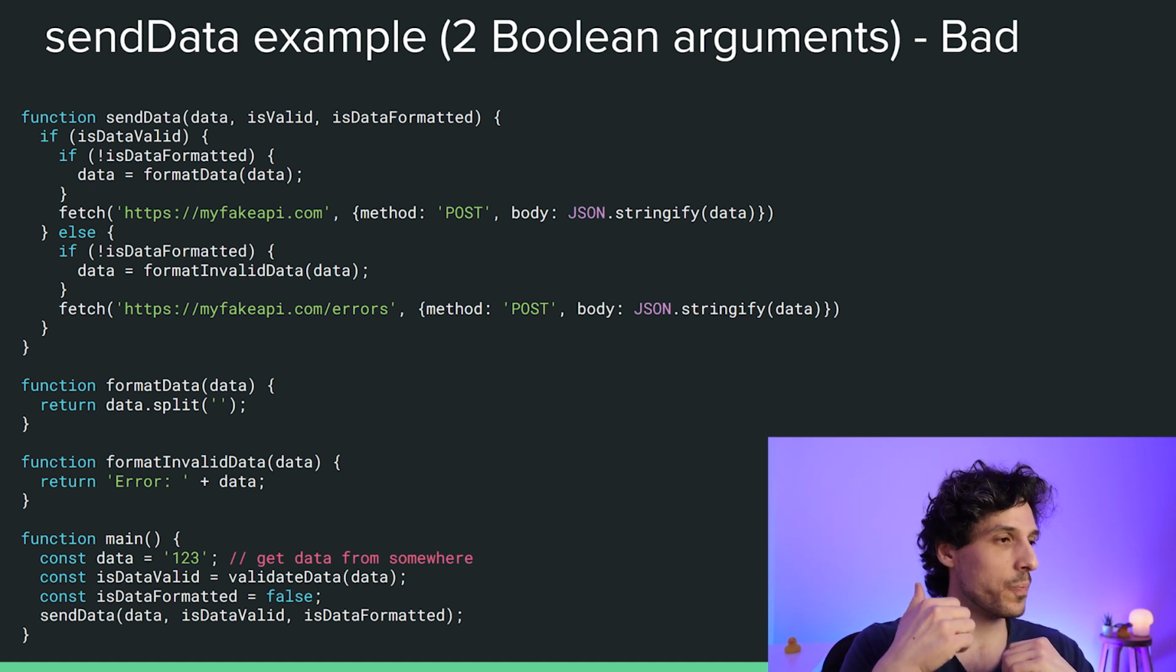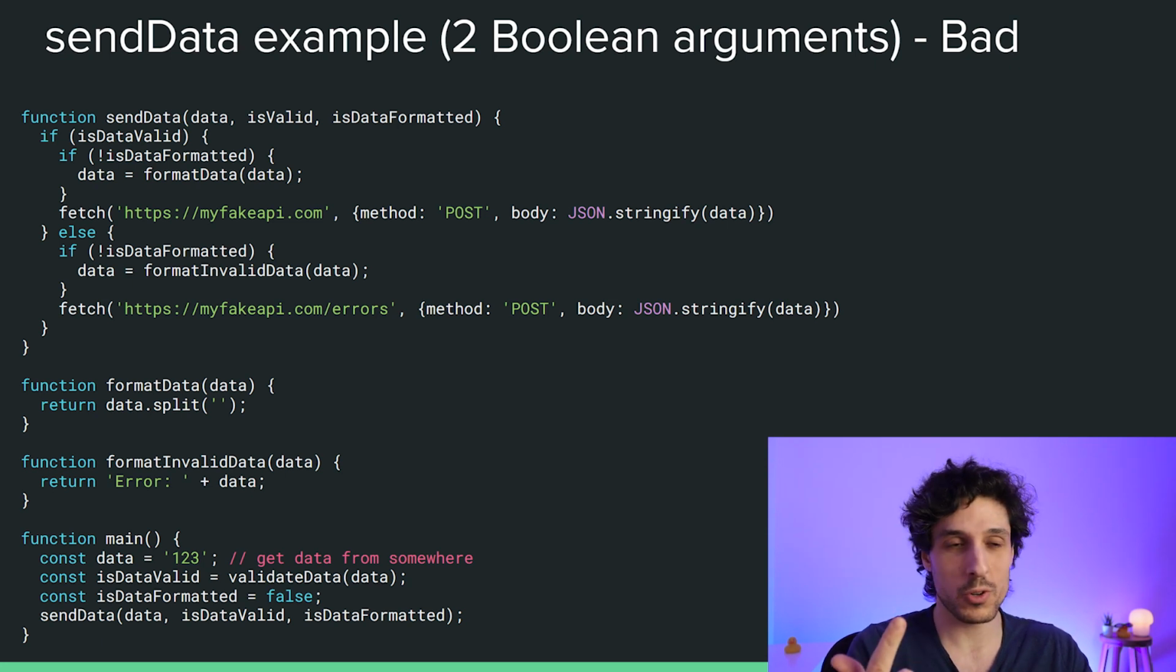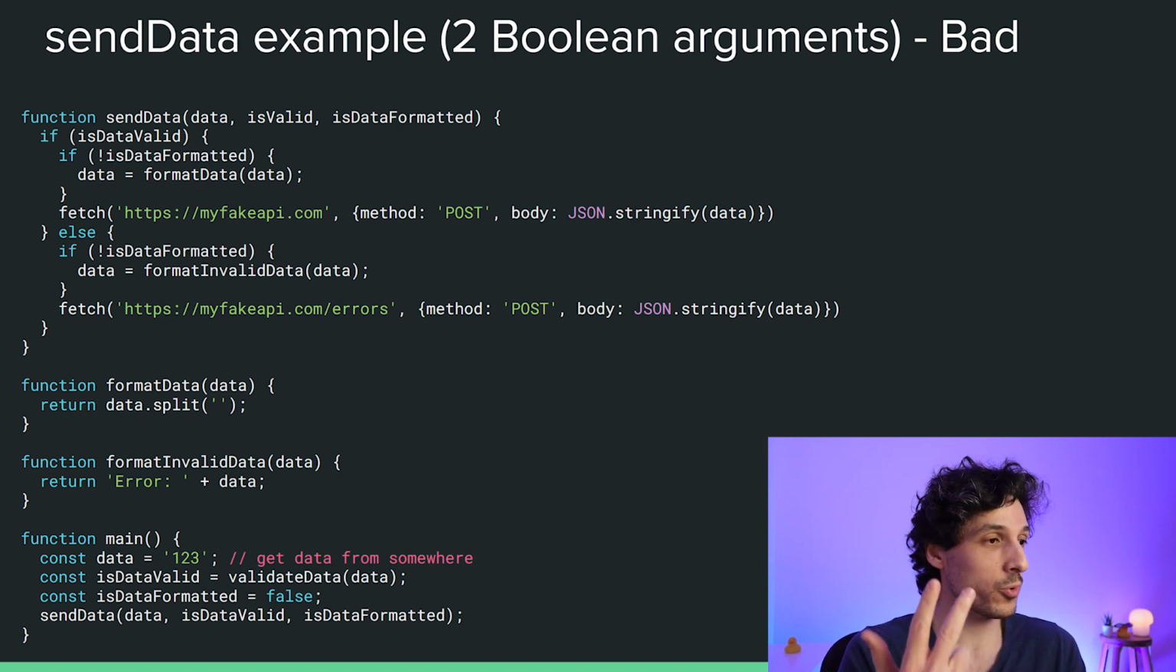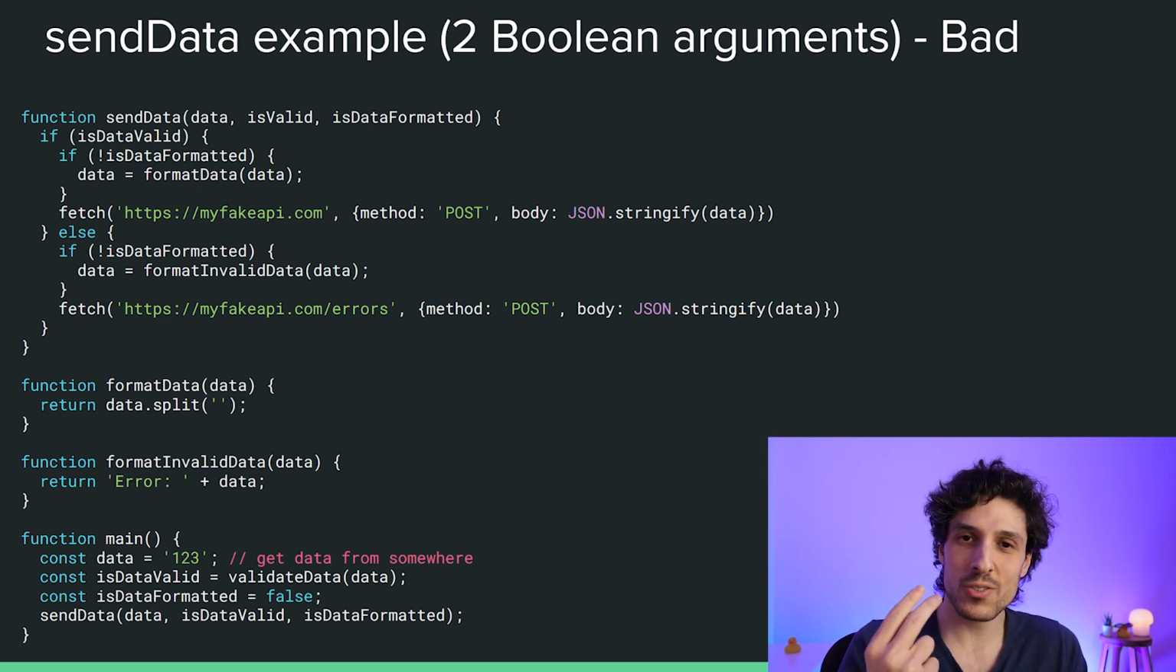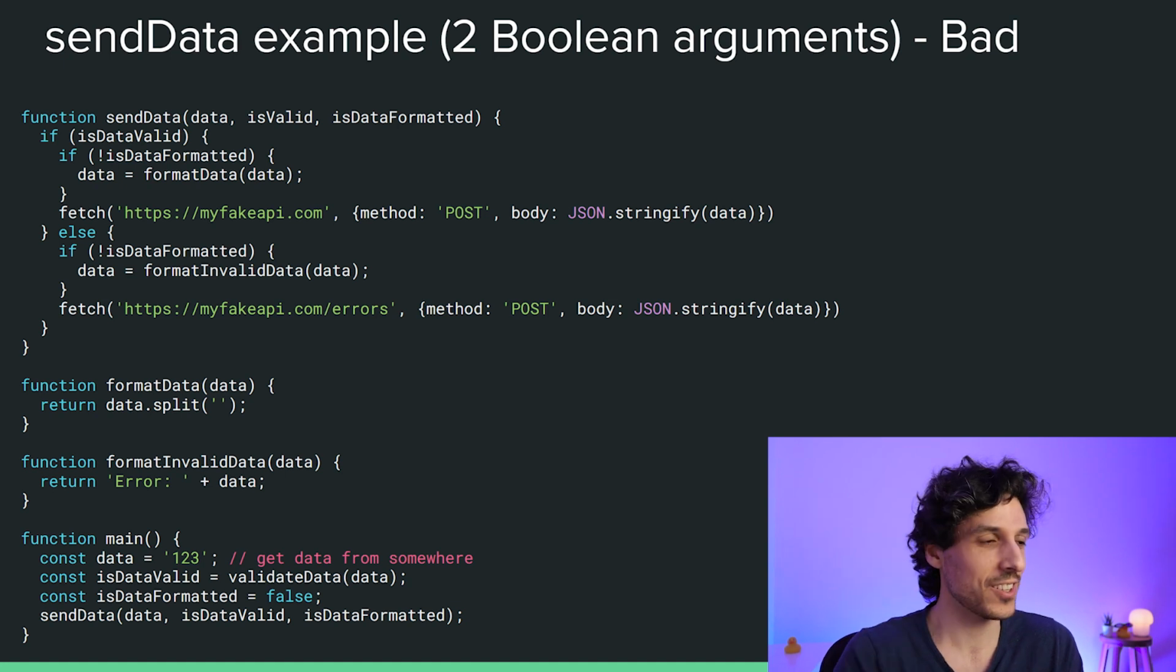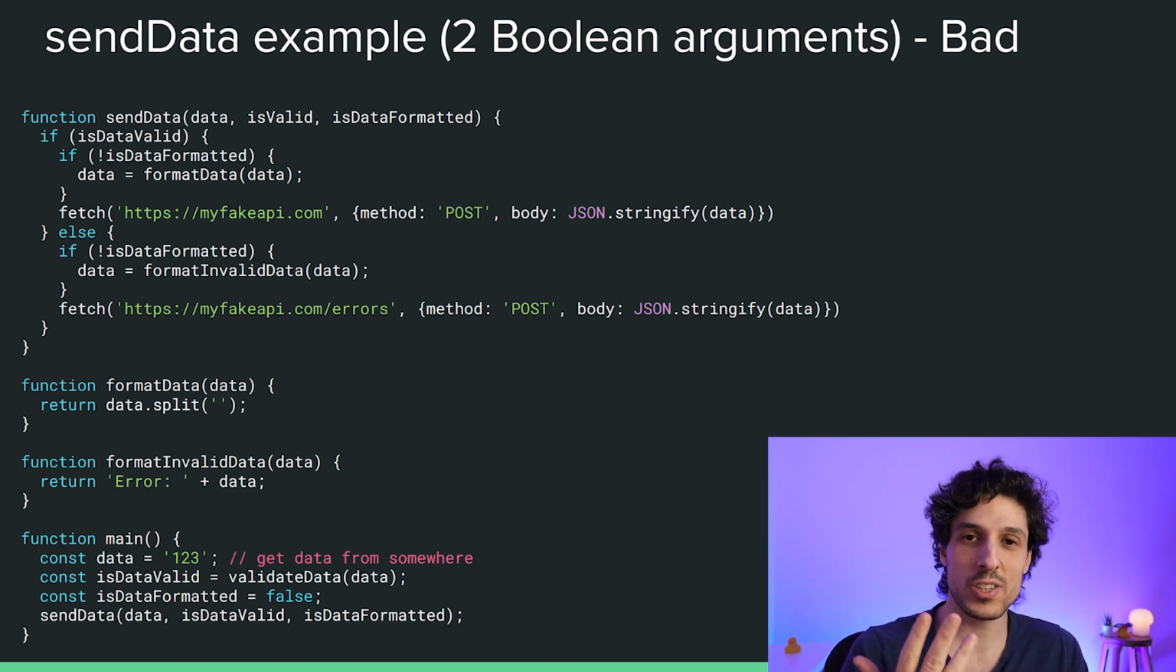This function is difficult to understand. It's difficult to change because if you want to change the code path for formatting the data, you have to read through a lot of code, make sure you only change the correct bit. It's difficult to reuse because if you need a different condition tomorrow, you need to modify this function. You need to add another Boolean. We'll see that in a second. And it's difficult to test because you need a different test, at least one, for every different possible code path.